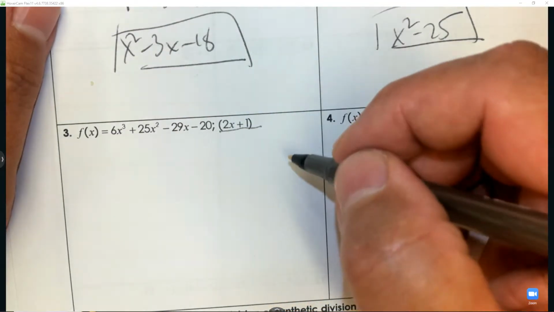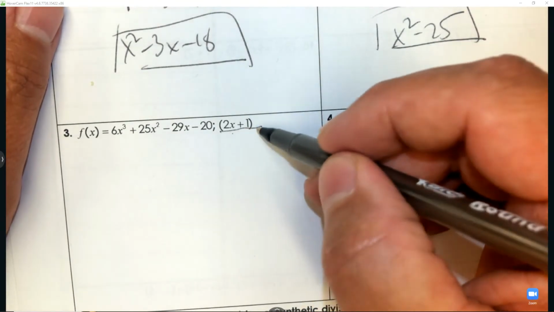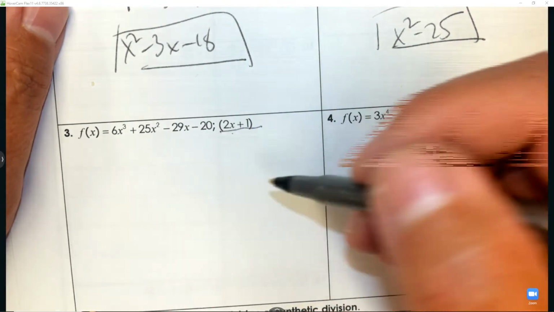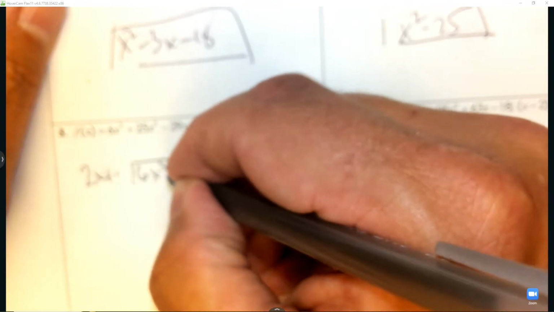2x plus 1 is not a simple linear, so you can't use synthetic division, only if it's x plus or minus a number. So with 2x, we have to use long division. So we have 6x cubed plus 25x squared minus 29x minus 20.